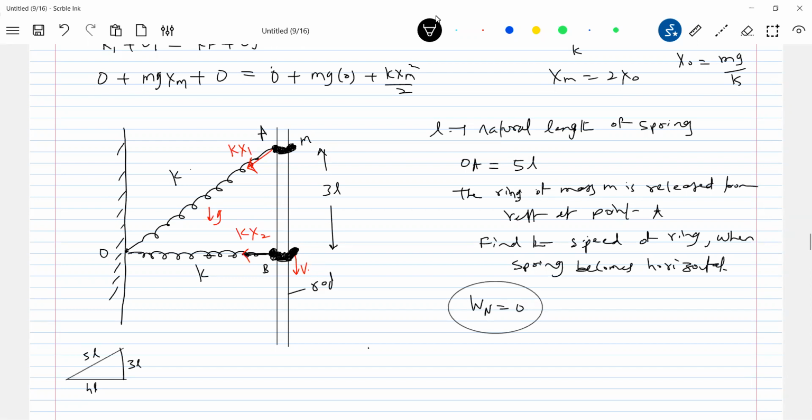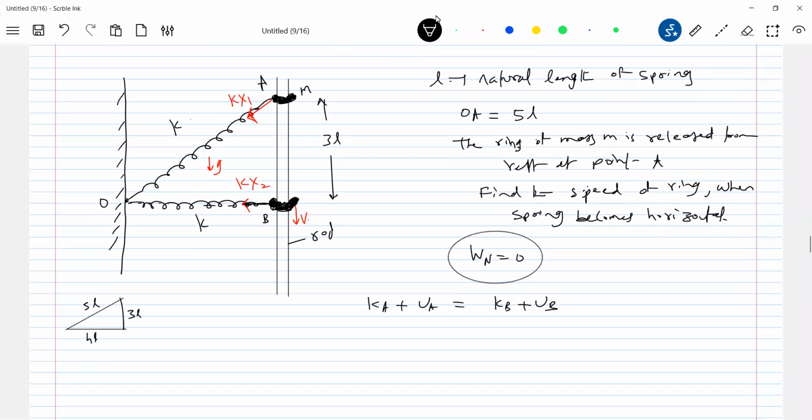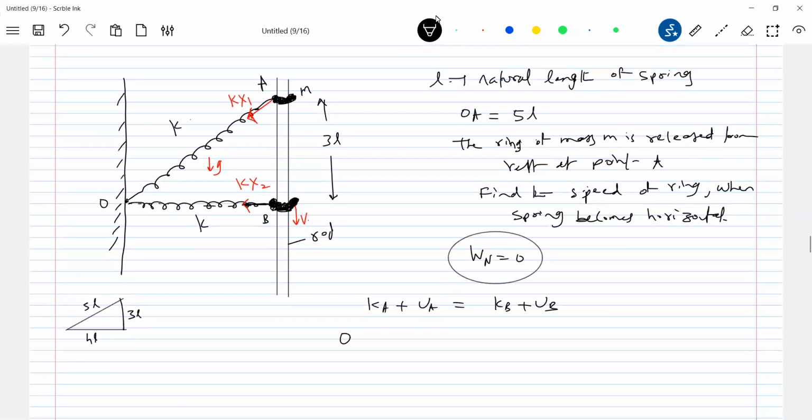Now I'll apply Ka plus Ua equal to Kb plus Ub. What is initial kinetic energy? Released from rest. Initial elastic potential energy of spring is K x1 square by 2. Gravitational potential energy mg 3L is equal to kinetic energy mv square by 2 plus elastic potential energy of spring, then gravitational potential energy mg into 0.